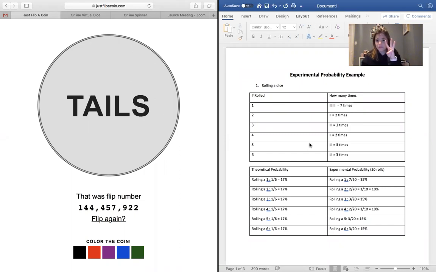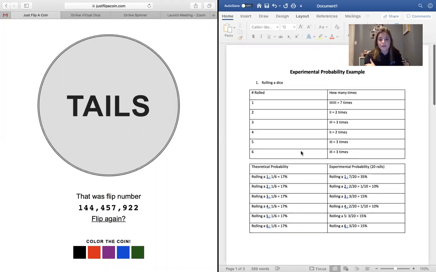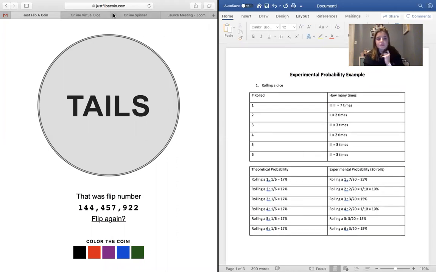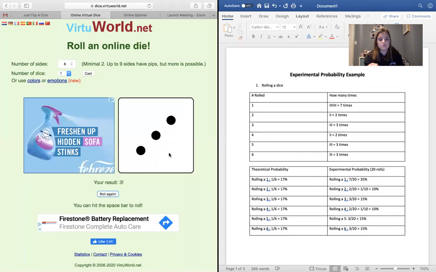You're going to be doing 3 different experiments. You're going to be rolling a dice, flipping a coin, and spinning a spinner. It's all virtual. I'm going to send you the links. The first one I did was rolling a dice. You just pull up the dice, and I was writing down what I got on a piece of paper. That was just easier for me.